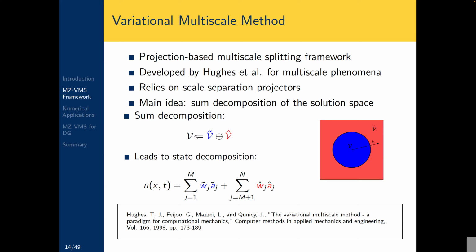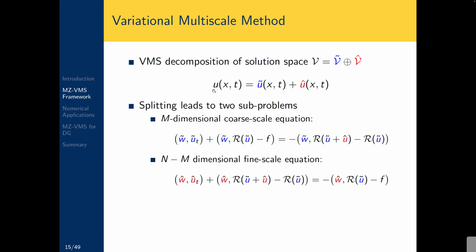And so then you can, of course, express your state in terms of a component that lives in the resolved space and a component that lives in the unresolved space. So u of x comma t is a sum from j equals 1 to m of resolved basis functions times resolved modes, plus the remaining m plus 1 to n unresolved basis functions and unresolved modes. So you have this multi-scale decomposition of your state. And now I'm just going to compactly write that as u equals u tilde plus u hat, u tilde resolved, u hat unresolved.